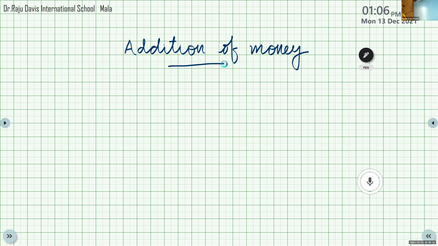So money can be written in rupees and paisa. Let's see one example. Here we have the first one: 45 rupees 50 paisa and 32 rupees 20 paisa. So what is the first step? We will write these rupees and paisa in two columns. Now let's write rupees, paisa.